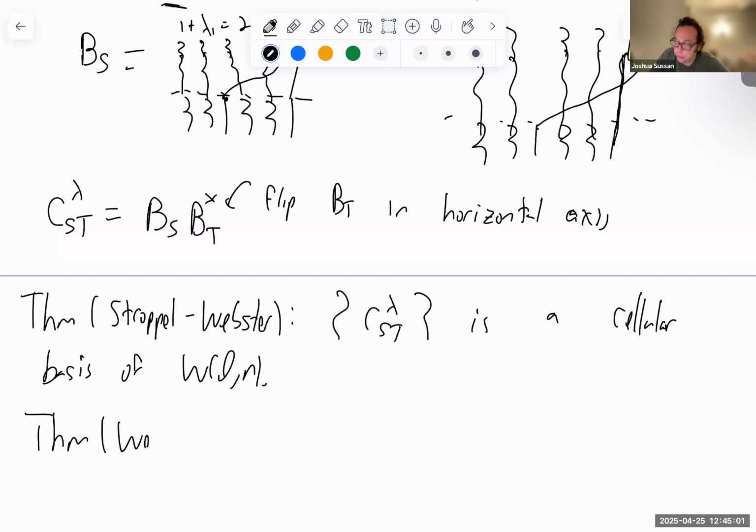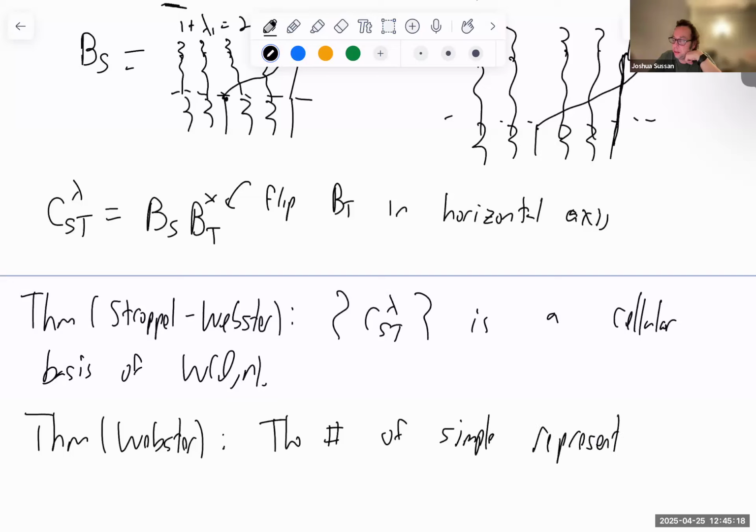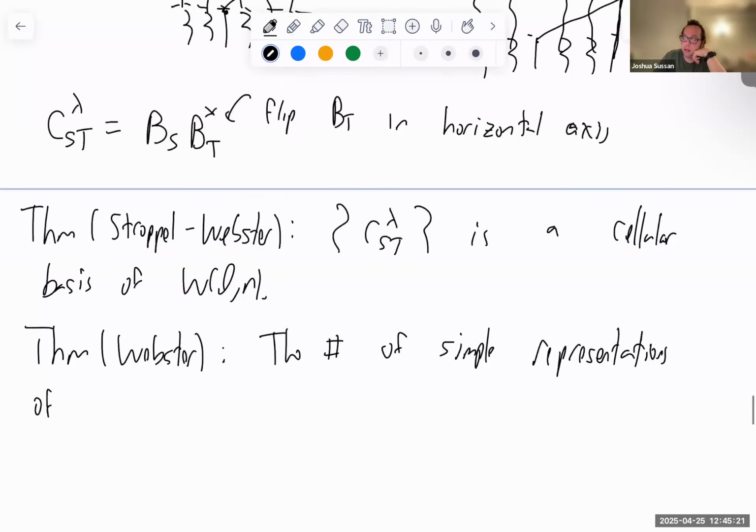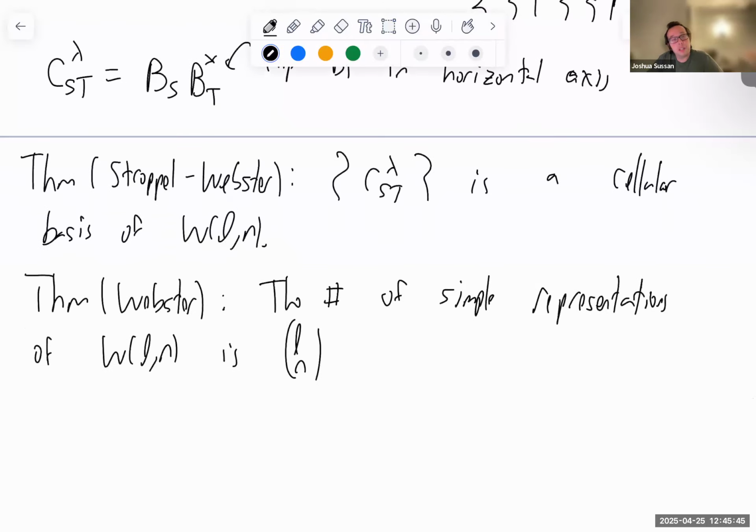This is a theorem of Webster. It turns out that the number of simple objects, simple representations, of W_L^N is L choose N. It's really given by the number of cells, each cell has a unique irreducible representation. And remember, for an n by (L minus n) box, there are L choose N elements in our poset. So we have a nice classification of the irreducible representations of this Webster algebra.